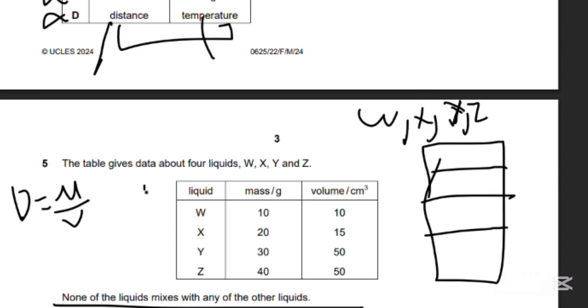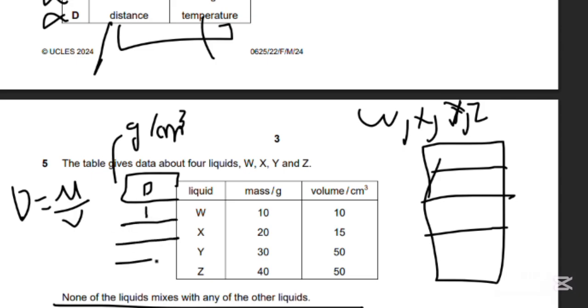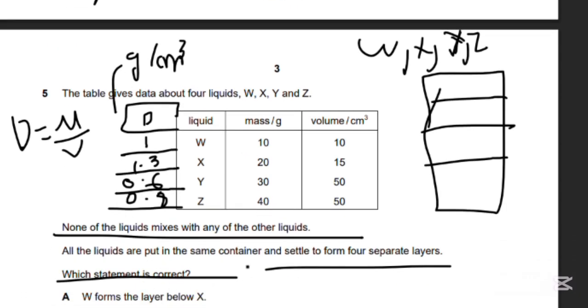Let's just write D over here, like make a separate column. And this will be in grams per centimeter cube. So this is 1 because that's just 10 divided by 10. Okay, then we have 20 divided by 15, so it's 1.3. Then we have 30 divided by 50, which is 0.6. And then we have 40 divided by 50, which is 0.8.